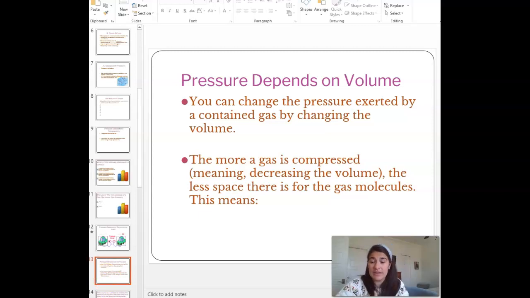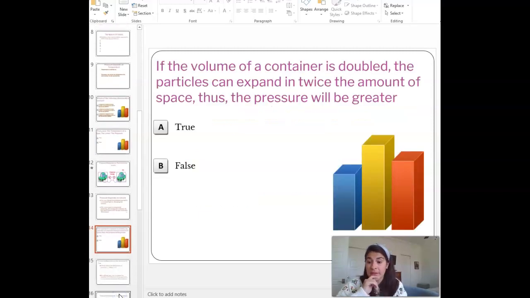So this is a really key thing to understand: when you're decreasing a volume, you're removing the amount of empty space. Therefore, you're increasing the number of collisions, and therefore you are increasing the pressure. So with that in mind, go ahead and think through this question and submit your answer.